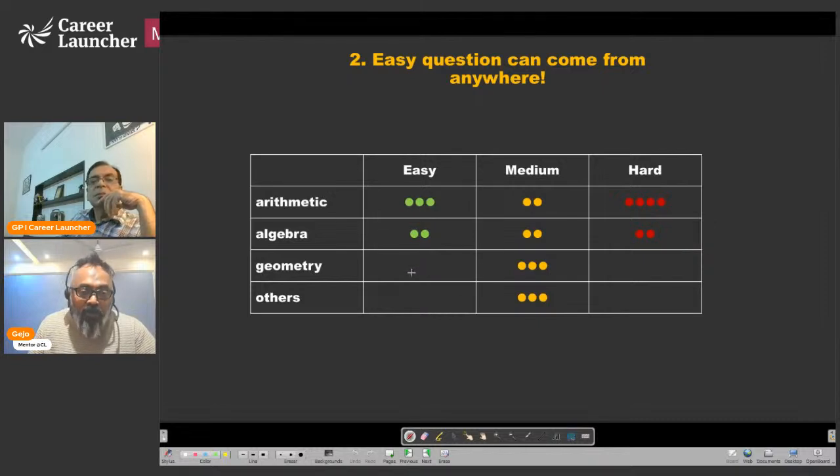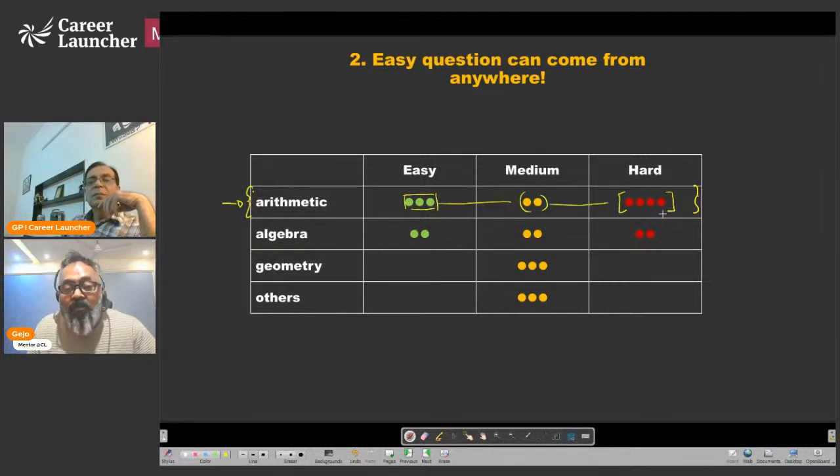Sometimes tomorrow a couple of geometry questions can be easy. Now if I focus on something like arithmetic, which is a good thing, then I'm not only doing these three questions; I have to get the medium question as well. I also have to deal with these hard questions. I'm not saying that you can't do hard questions, but if you are someone who is able to do these hard questions, then you're good in maths anyway.